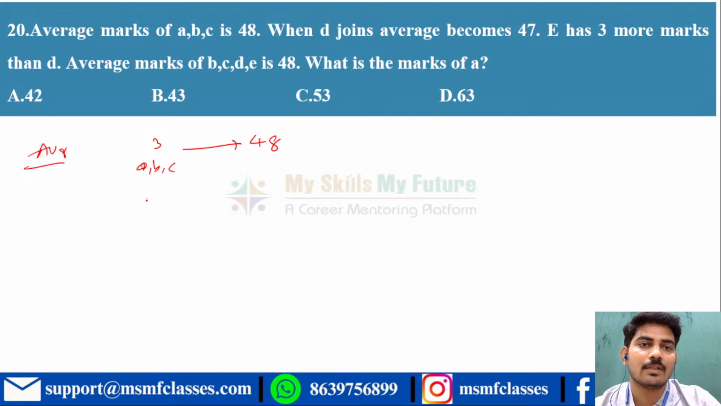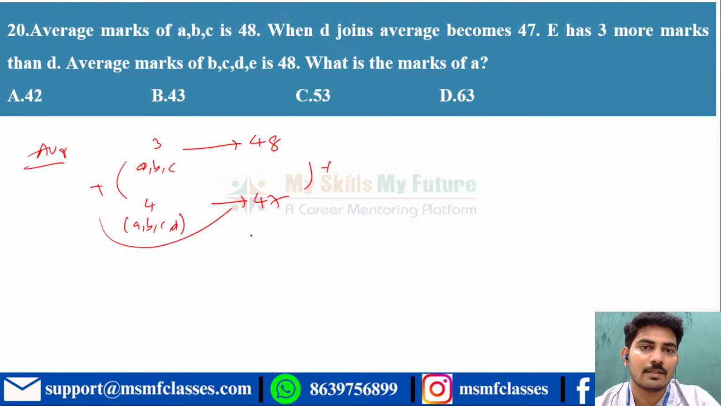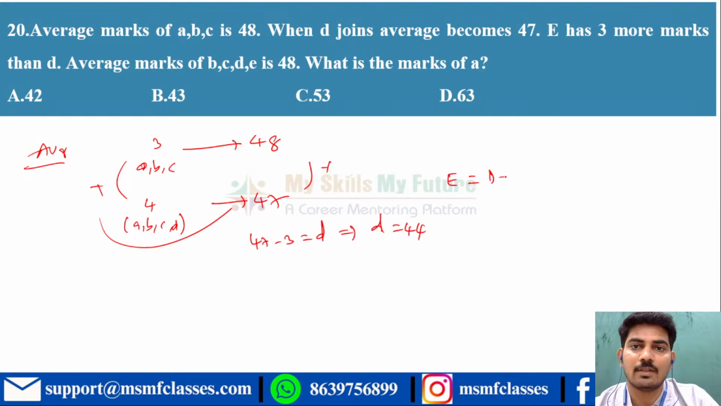So for this also I am applying the circle method here, plus 1 and minus 1, so that I will get the value of D here. 1 into 47 minus 3, that will be equal to D. So the D value I am getting is 44. And I gave one condition, E has 3 marks more than D. So D plus 3, that will be equal to 47, and after that the average of BCD.